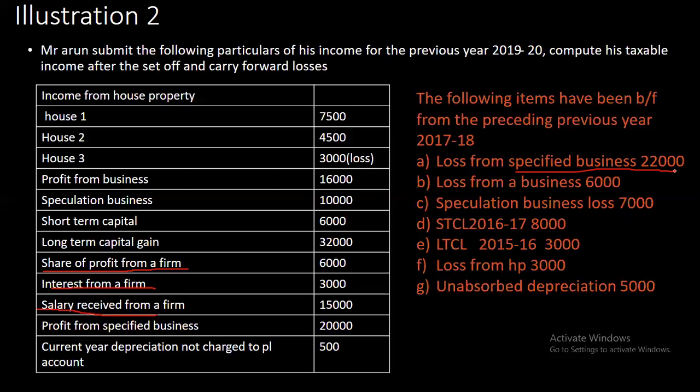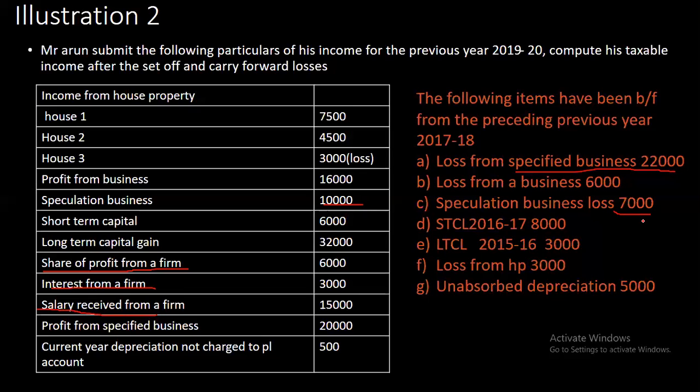Then speculation business loss. There is a 7,000 rupees loss from the speculation business in the last years. It can be deducted from the speculation business, which is around 10,000 rupees. So 10,000 minus 7,000 means 3,000 rupees as profit from the speculation business. That can be recorded like that.